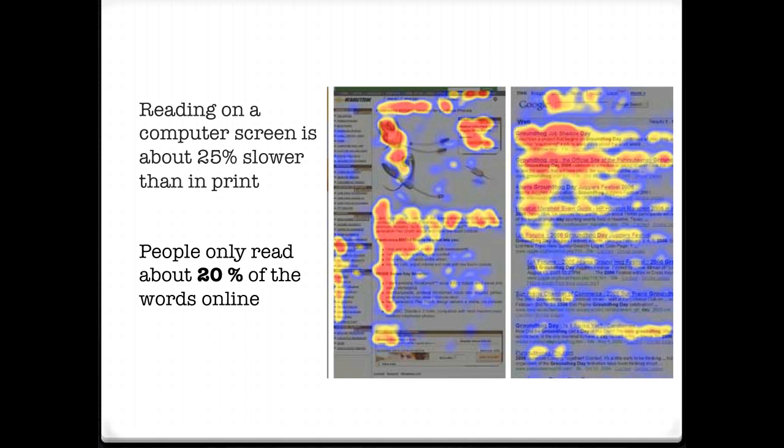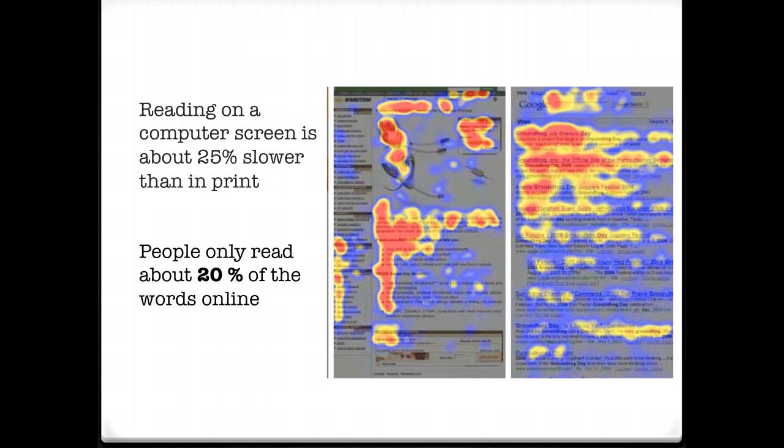Why is this? This is because reading on a computer screen is about 25% slower than in print. It's more difficult to read online. Of course, as time goes on, people are getting more adapted to it, but once again, because of human nature, because of laziness, people are usually not online to spend all their time on one article.